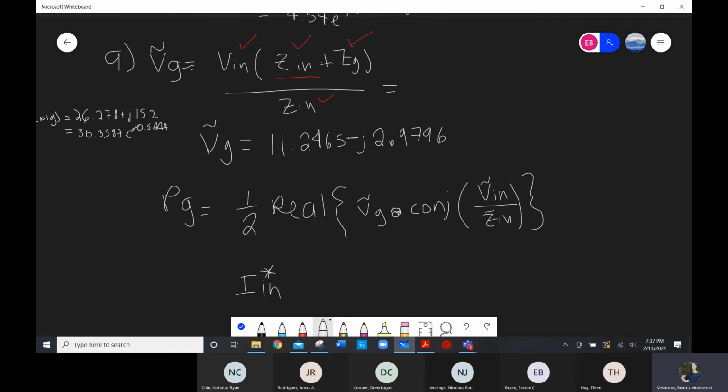Okay, so let me know what you get for PG. 0.853. That is correct, 0.85 watts. All right, so pretty easy, right? Part B took you literally 2 seconds if you have the variables stored in your calculator, because if you don't, you're so screwed.